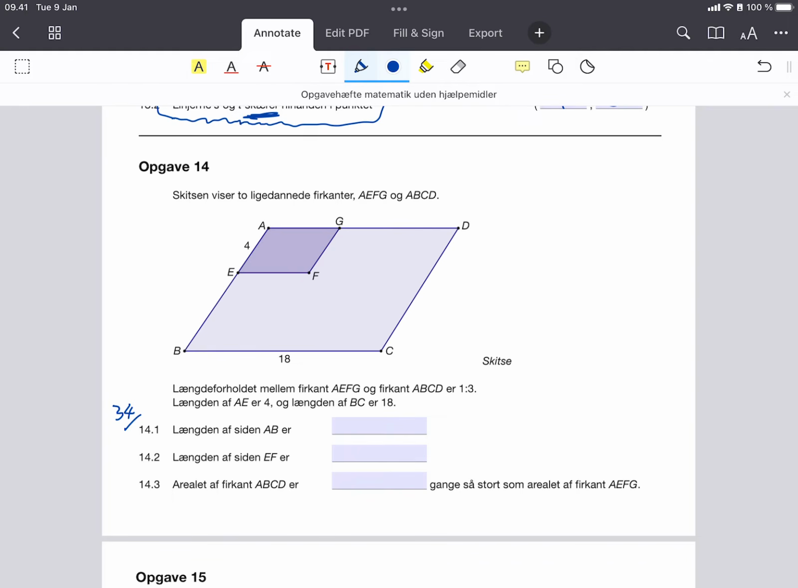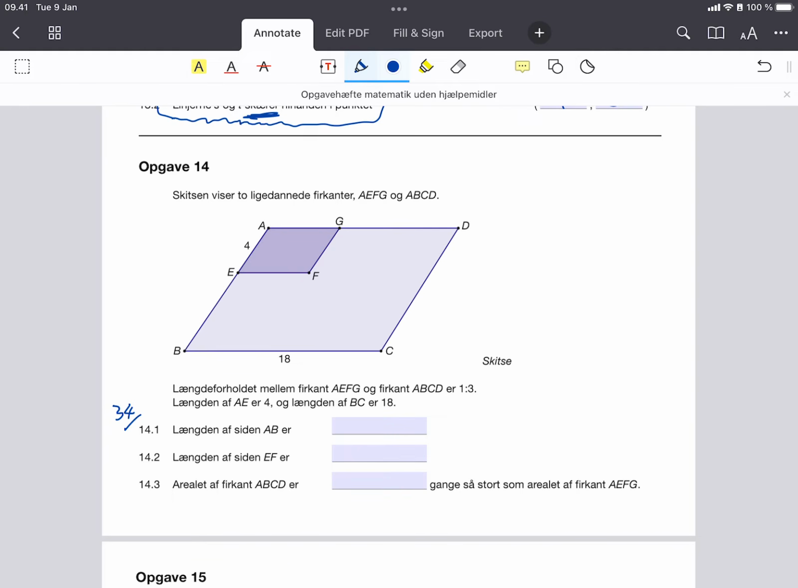Okay, so the sketch shows 2 similar quadrilaterals, AEFG, that's the little one, and ABCD, that's the big one. So they're similar, which means they've got the same angles, they're the same basic shape, they're just in different proportions.